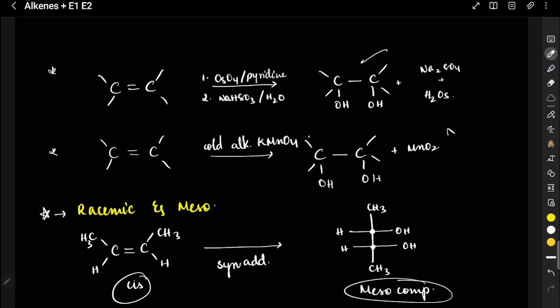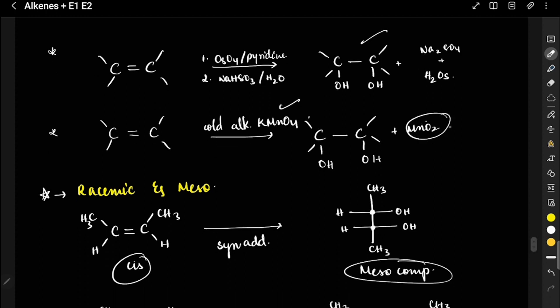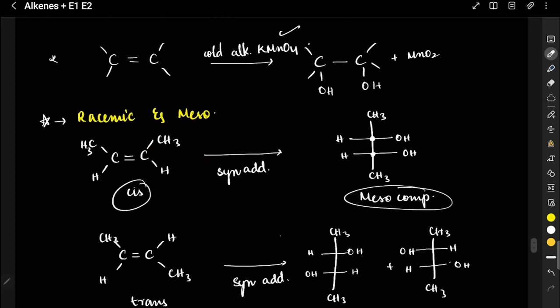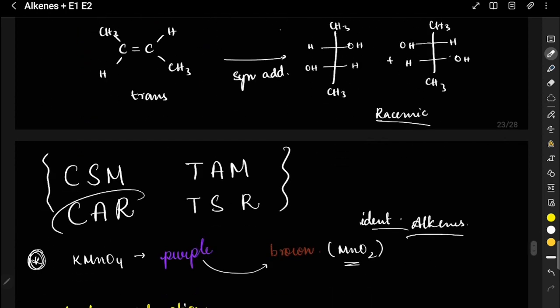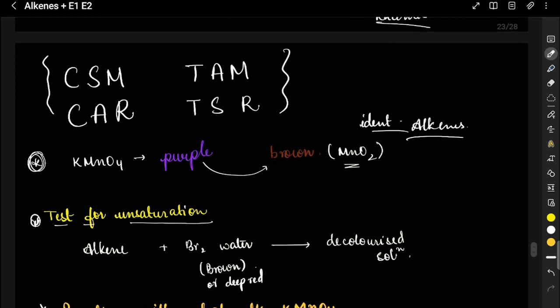An important thing to remember: MnO2 is brown in color, so we can test if it's an alkene or not by reacting it with KMnO4, and a brown colored solute tells us that it is an alkene. So racemic and meso we have discussed. So CAR is the shortcut. To see this shortcut, go and visit that video, a separate video on KMnO4 reactions.